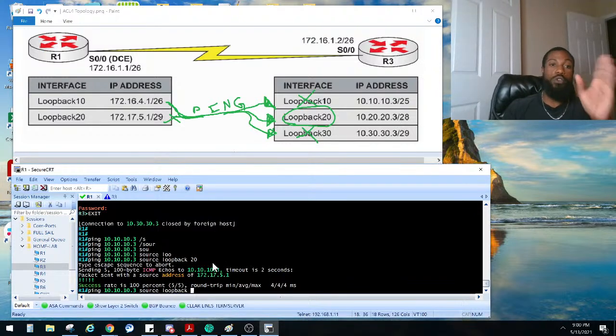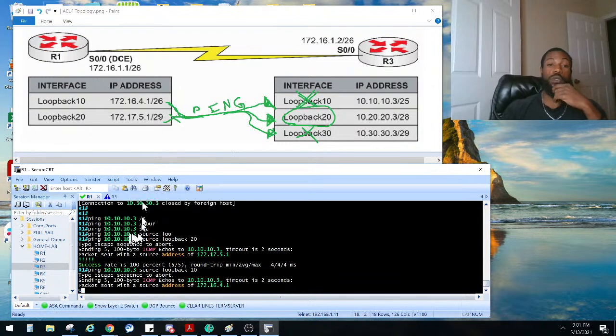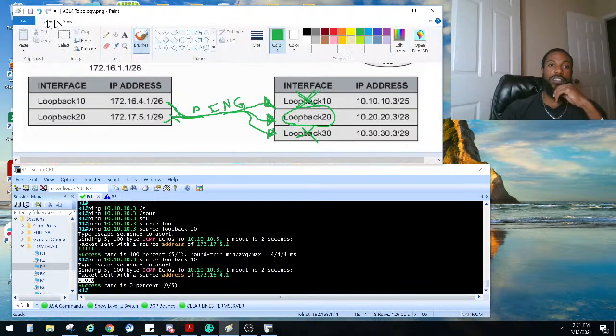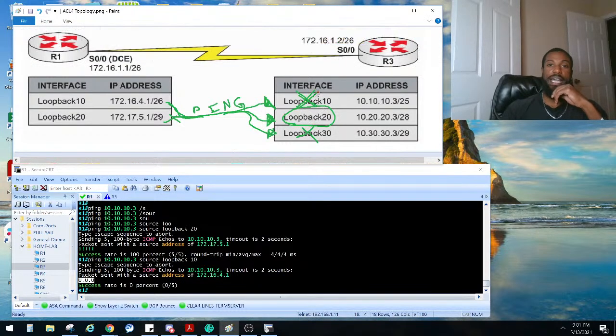So I meant to do loopback 10. Pray to the network gods and hope this gets blocked, right? And we got some U's there. That's a good sign. U's means unreachable. So our ACL did work. It worked. So this one got blocked.